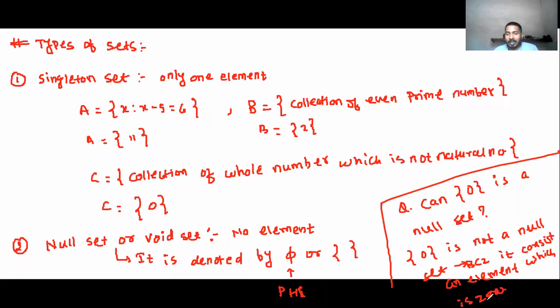It is a singleton. Yes, you can say that this is a singleton. I have already written it under singleton. Here you are saying this is a singleton set which has one element, so how can we say that this is a null set? Many students get confused by this. It is not a null set because it consists of one element.